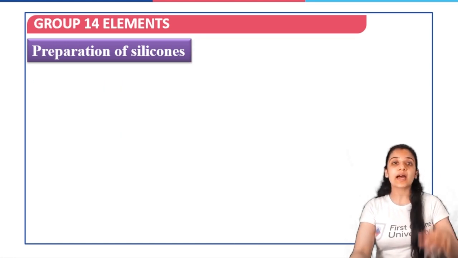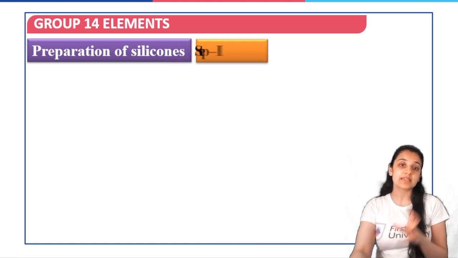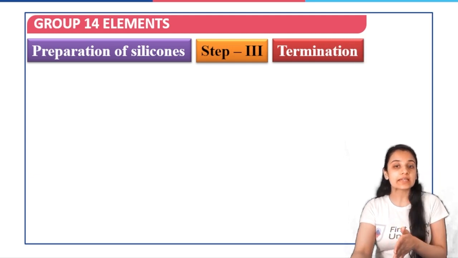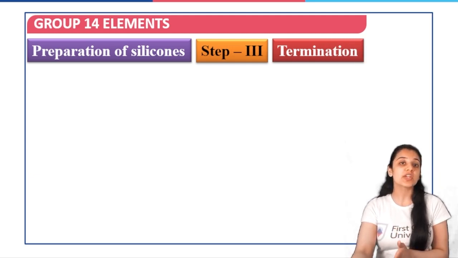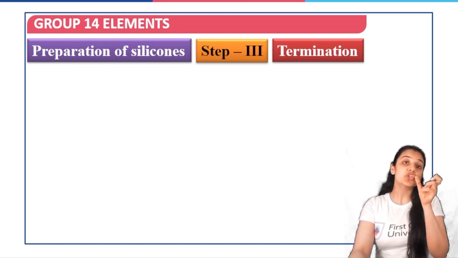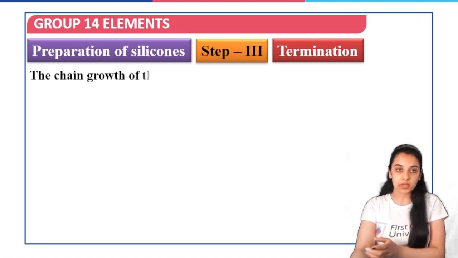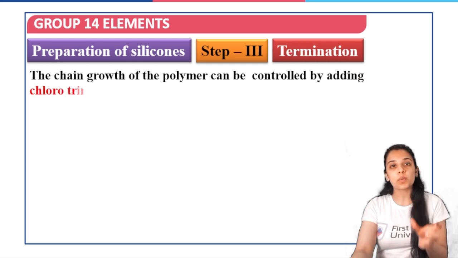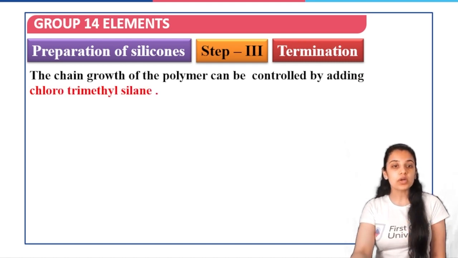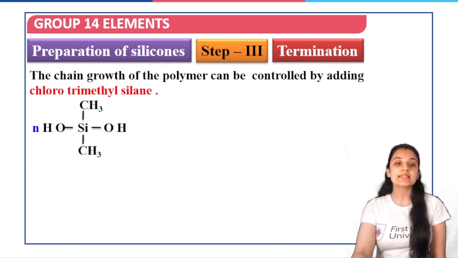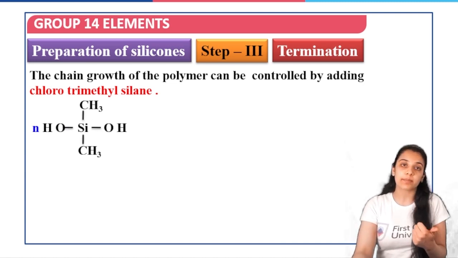Once the chain propagation has taken place, it is important that we terminate this chain. The third step in the polymerization reaction is therefore chain termination. How do we actually stop this chain from growing further? Because there is one particular length of the polymer that we require. So the chain growth of the polymer can be controlled by adding chlorotrimethyl silane that I was just talking about in the slide before last.